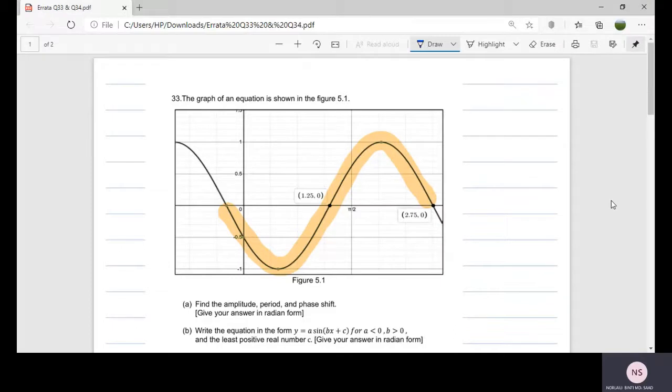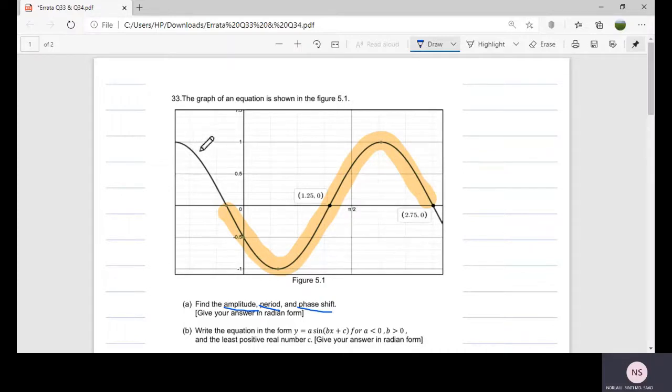Okay, so hopefully you are aware of this question. We want to find the equation for the given sinusoidal graph. For question number 33, you are given this graph and we need to find the amplitude, its period, and also the phase shift from the given graph.